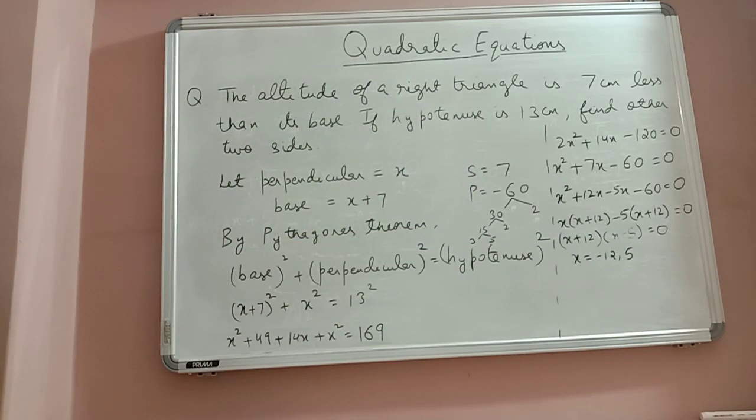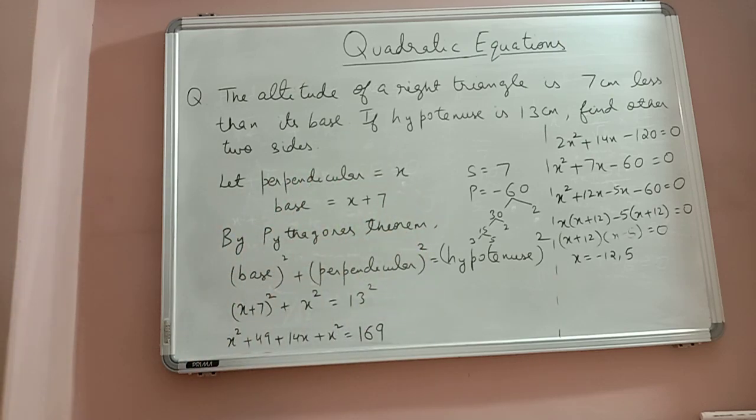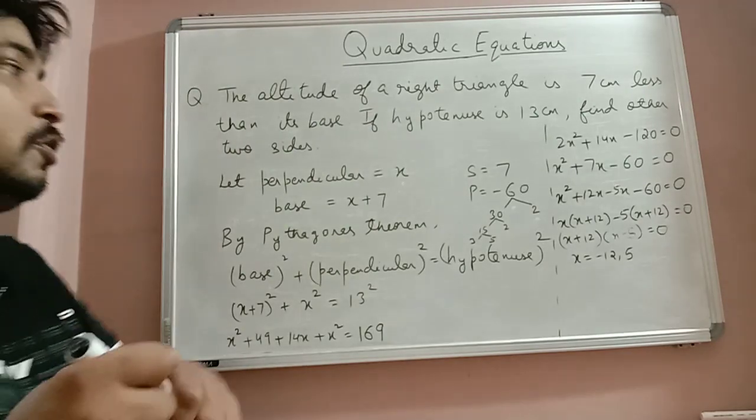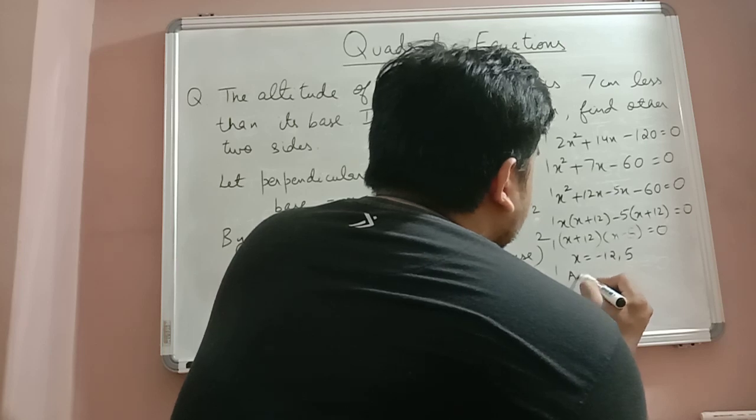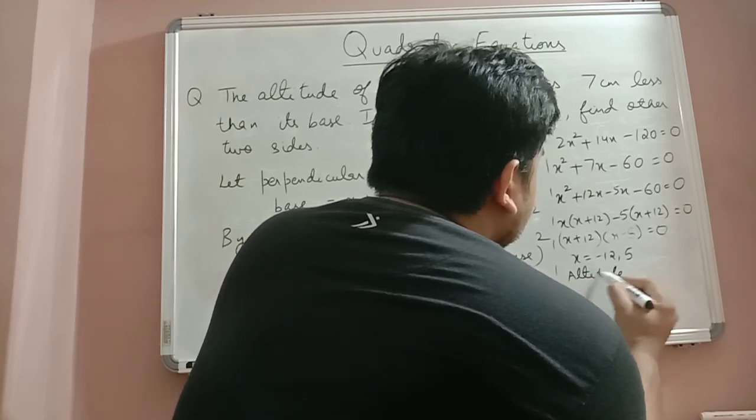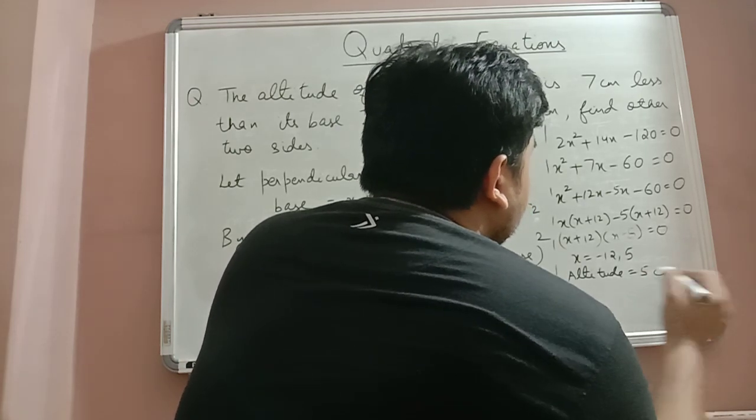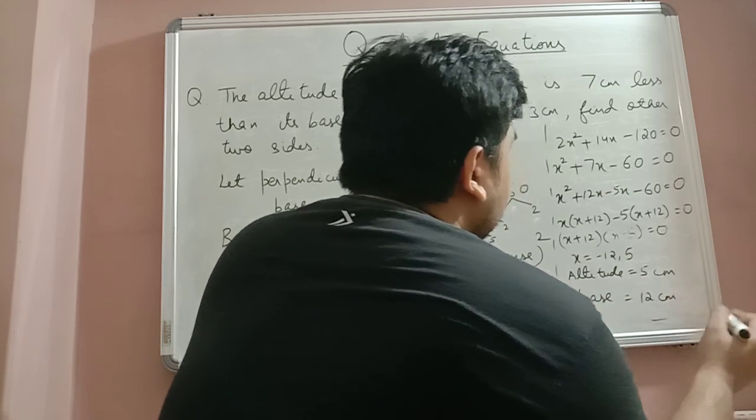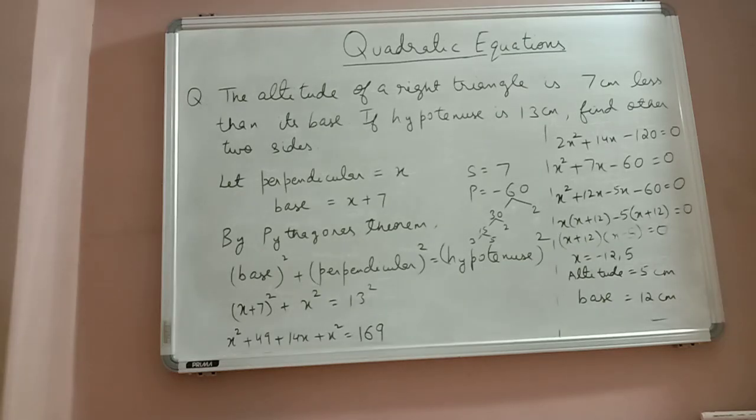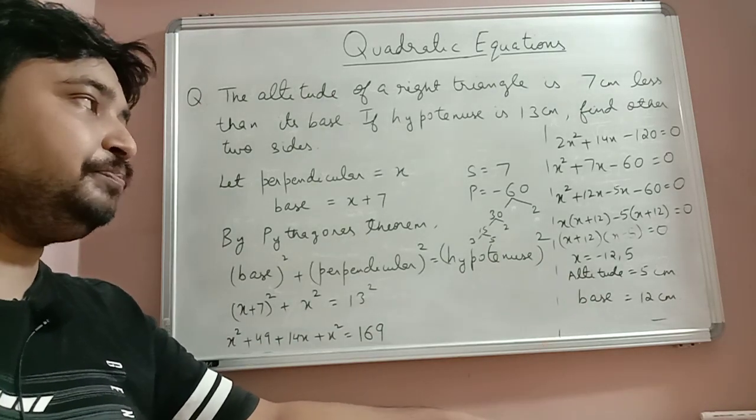Now we will ignore the negative value because our perpendicular or altitude cannot be negative. So we will take up x equals to 5 as the solution to this equation. So if x is equals to 5, our altitude becomes equals to 5 centimeter, and our base will automatically become 5 plus 7, that is 12 centimeter. So our altitude came out to be 5 centimeter and the base came out to be 12 centimeters.